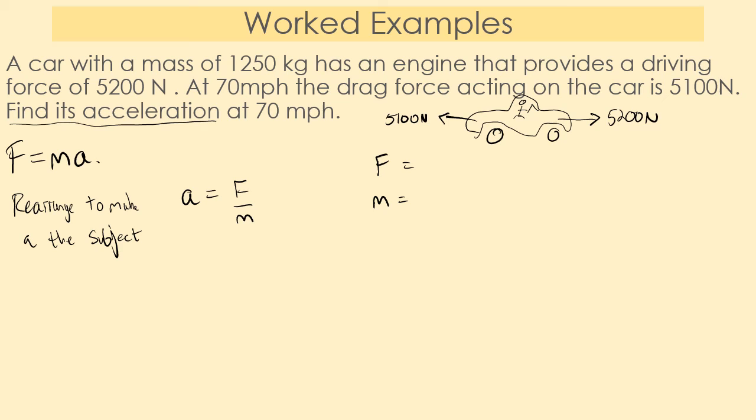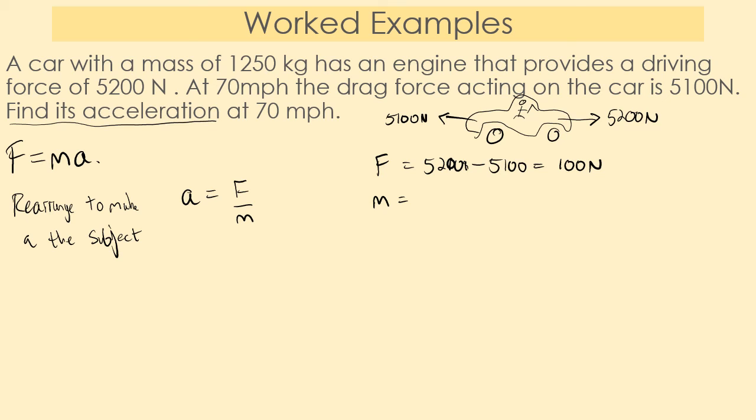Now, I'm looking at this and going, I remember doing resultant forces. I've just got to take them away from each other. Luckily, they're acting in the same plane, so there's no angles involved. There's no trigonometry I need to do in there. So I'm going to do 5,200 minus 5,100. And that will equal 100 newtons. So it's got a force going in its forwards direction of 100 newtons.